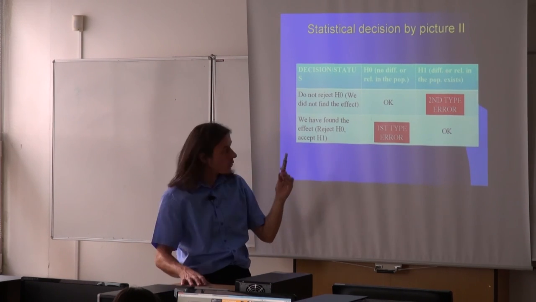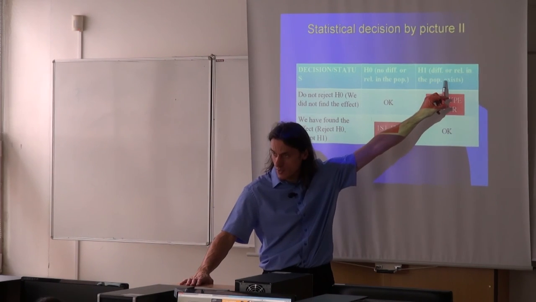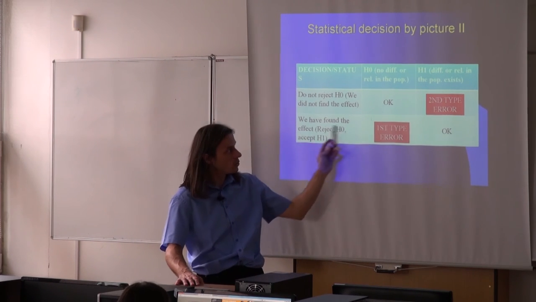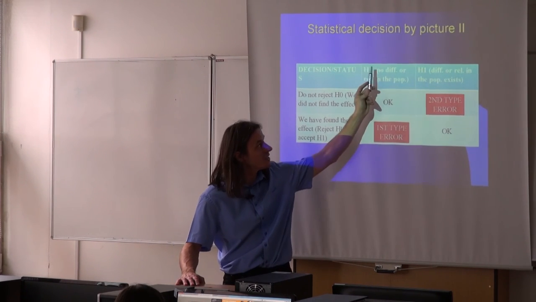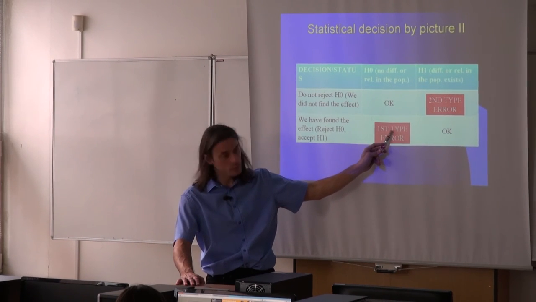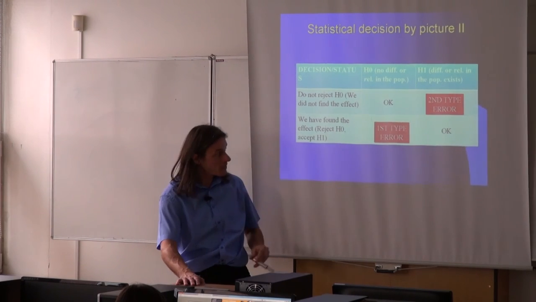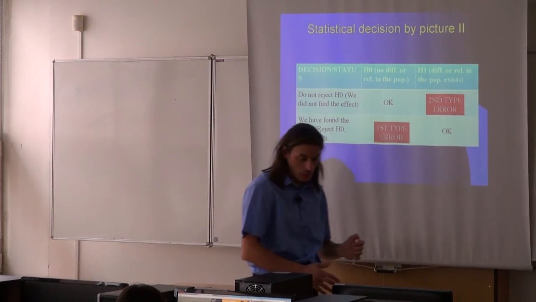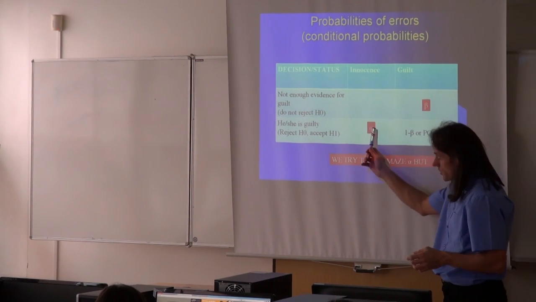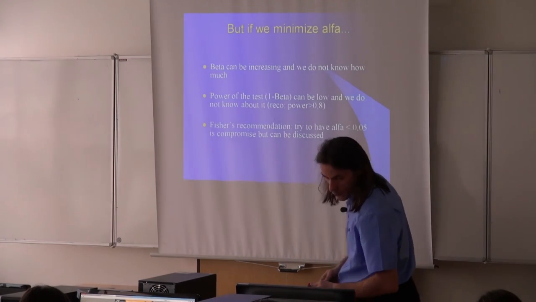So it's not the probability of the null hypothesis or alternative hypothesis. It's the probability that I will decide to reject the null hypothesis and this hypothesis is true. So we incorrectly reject the null hypothesis with this probability. Okay. So we try to minimize this alpha, but there can be some more problems.